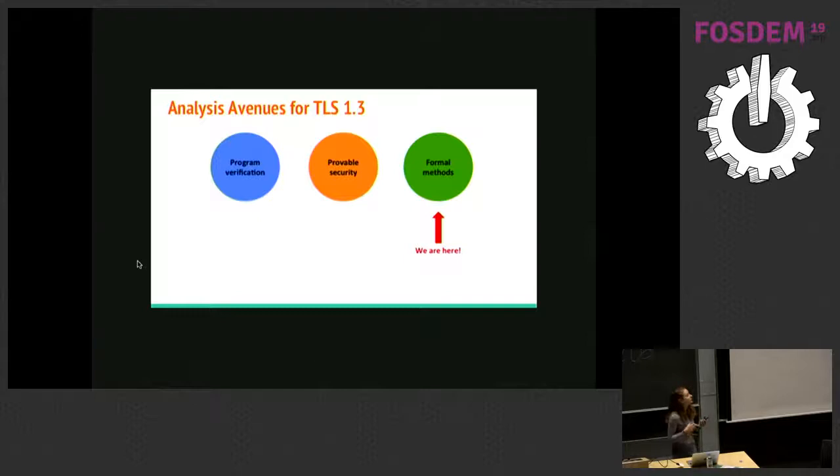Right, so there are many different ways in which you can look at TLS. There's program verification, which is looking at implementations of TLS, looking at the code, trying to find bugs that could lead to weaknesses. Then there's what cryptographers call provable security. This is like coming up with pen and paper proofs to show that a protocol is secure. And then there's formal methods, where you can use state-of-the-art formal methods tools to show that a protocol is robust. And this is where our work falls in.